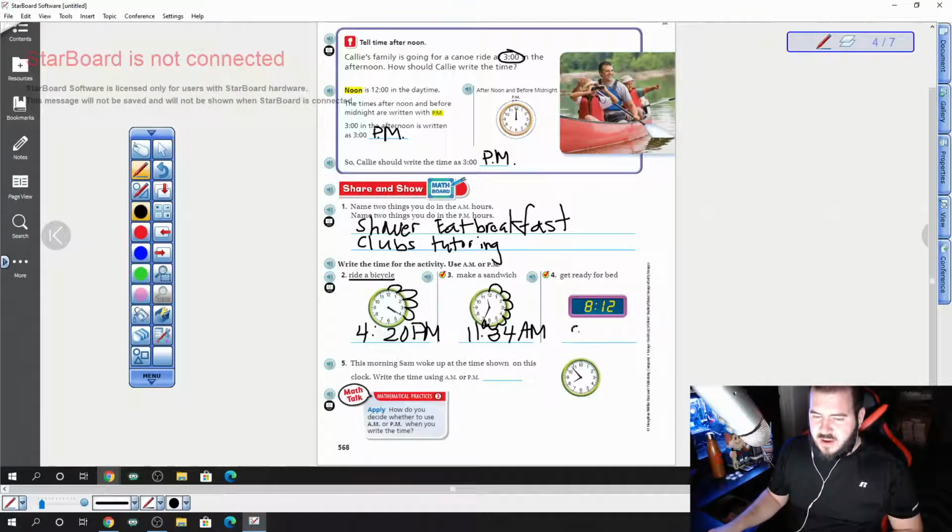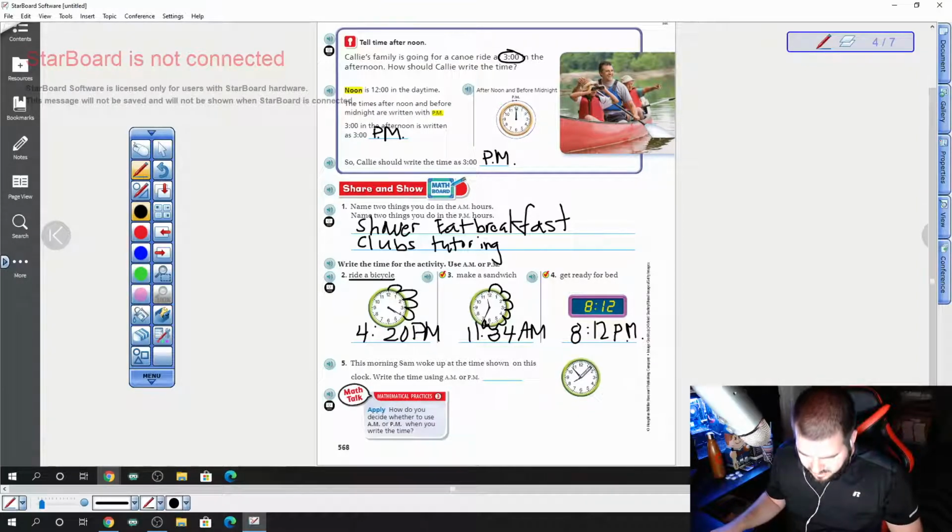Getting ready for bed. So 8:12 is our time. And getting ready for bed is in the afternoon, the evening. It's 8:12 p.m. This morning, Sam woke up at the time shown on this clock. Write the time using AM or PM.